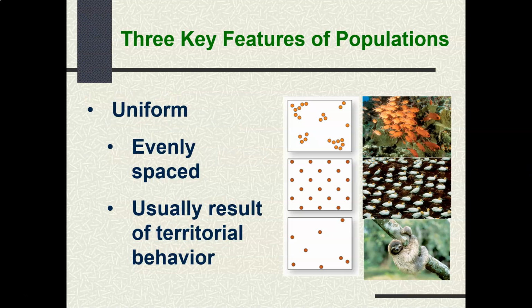A uniform or more spread out type of population dispersion, something like our birds here, where they're much more evenly spaced, relatively speaking, is often a result of territorial behavior. So when we look at the spacing between organisms like this, you will see that it often is related to a certain amount of territory that they sort of claim and define, often for mating behaviors.